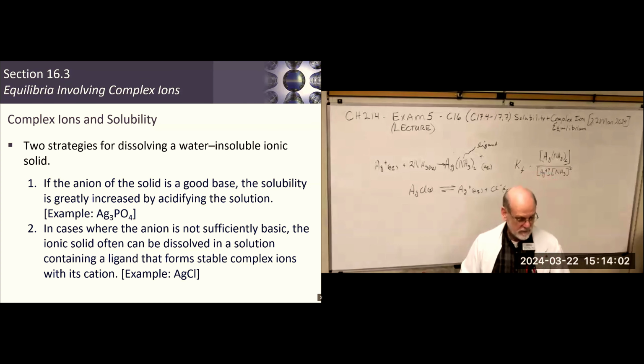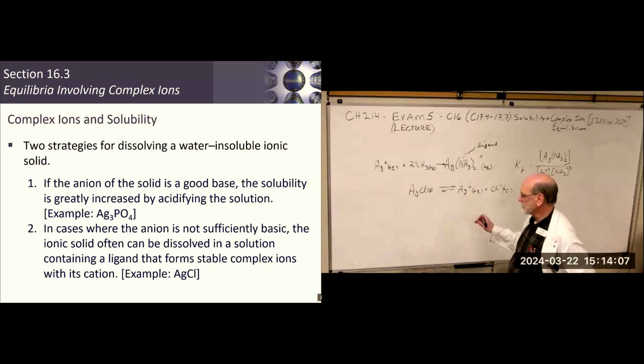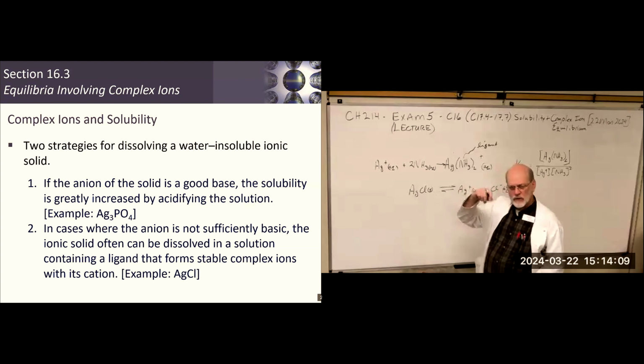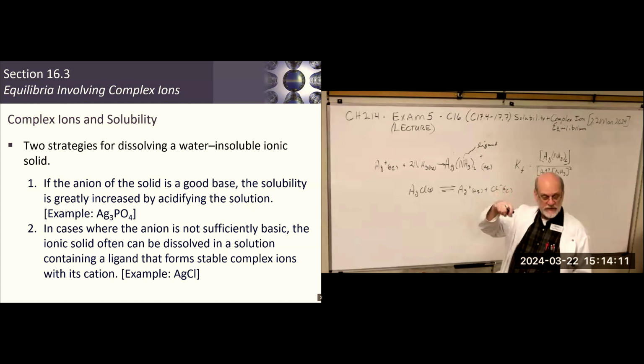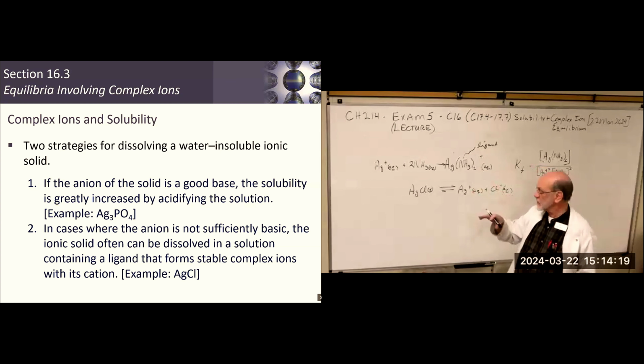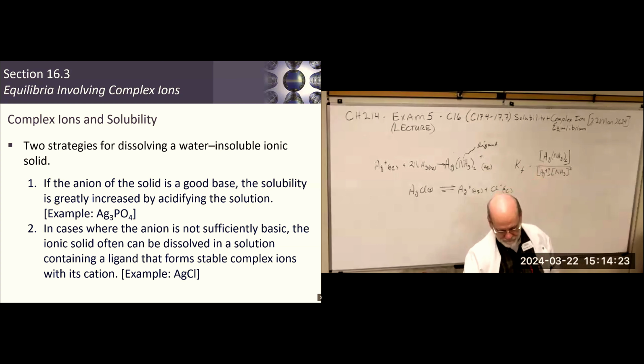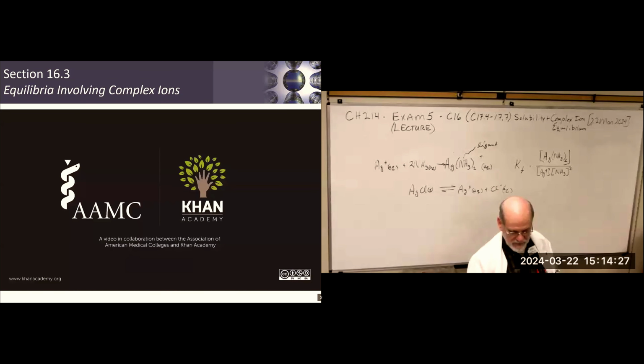In fact, when we do the reaction, as we're going to do a titration, you're going to see the formation of silver chloride, and then it goes away because it's forming this here. So those are the two strategies for solubilizing.